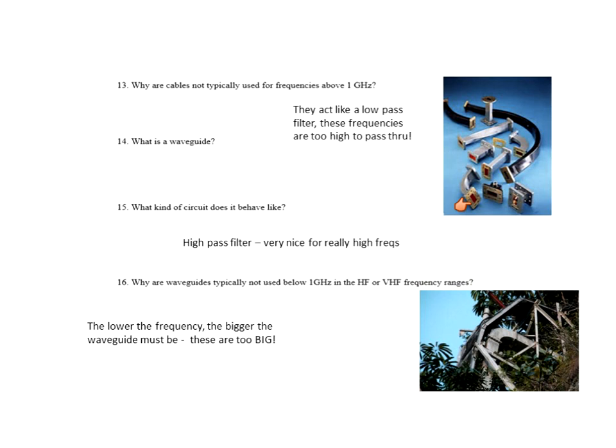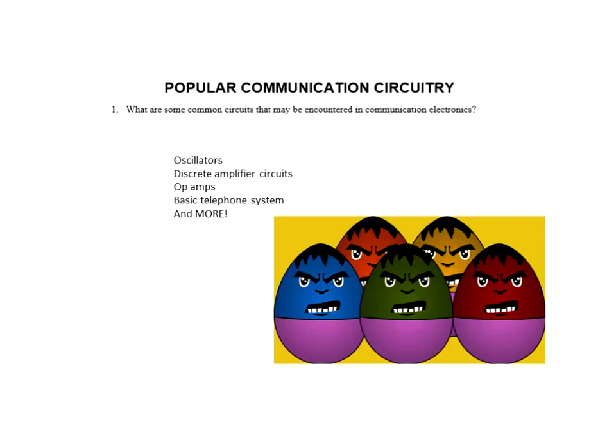So, here's a question for you. Why do you typically not use coaxial or twisted pair above VHF? You have too much loss because they act like low-pass filters. Why do you typically not use waveguides below these frequencies? The waveguides are too big.